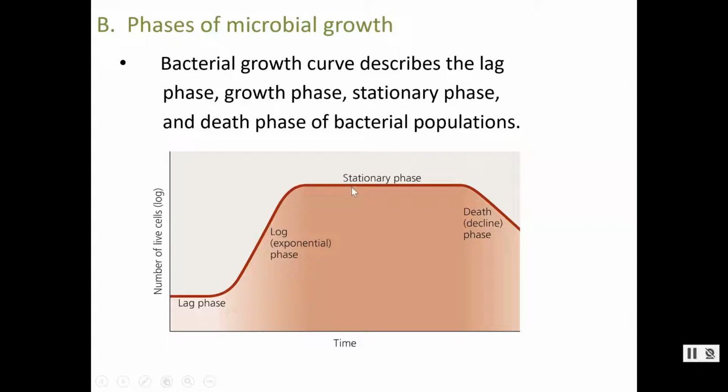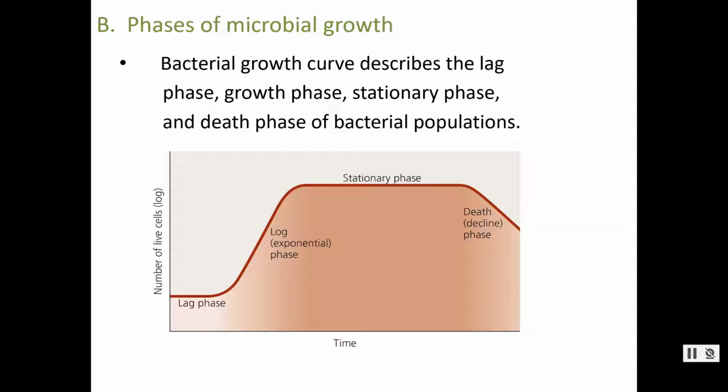Now, it's not that replication is not occurring, because when you see a flat line, it's tempting to think, oh, they're not replicating, and that's not true. Replication is still occurring. What's happening is the rate of replication equals the rate of death. So for every one cell that gets the nutrients and is able to divide into two cells, there's another cell that didn't get the nutrients and dies.